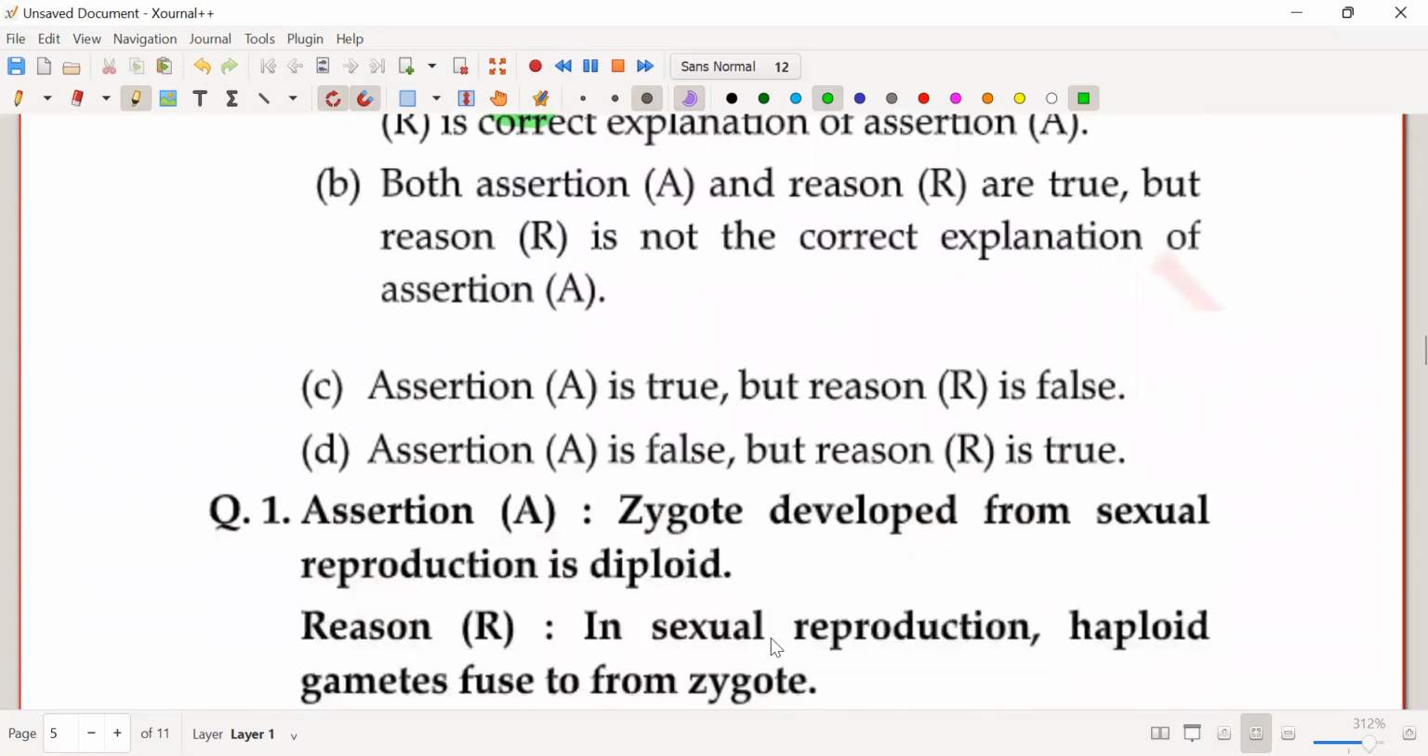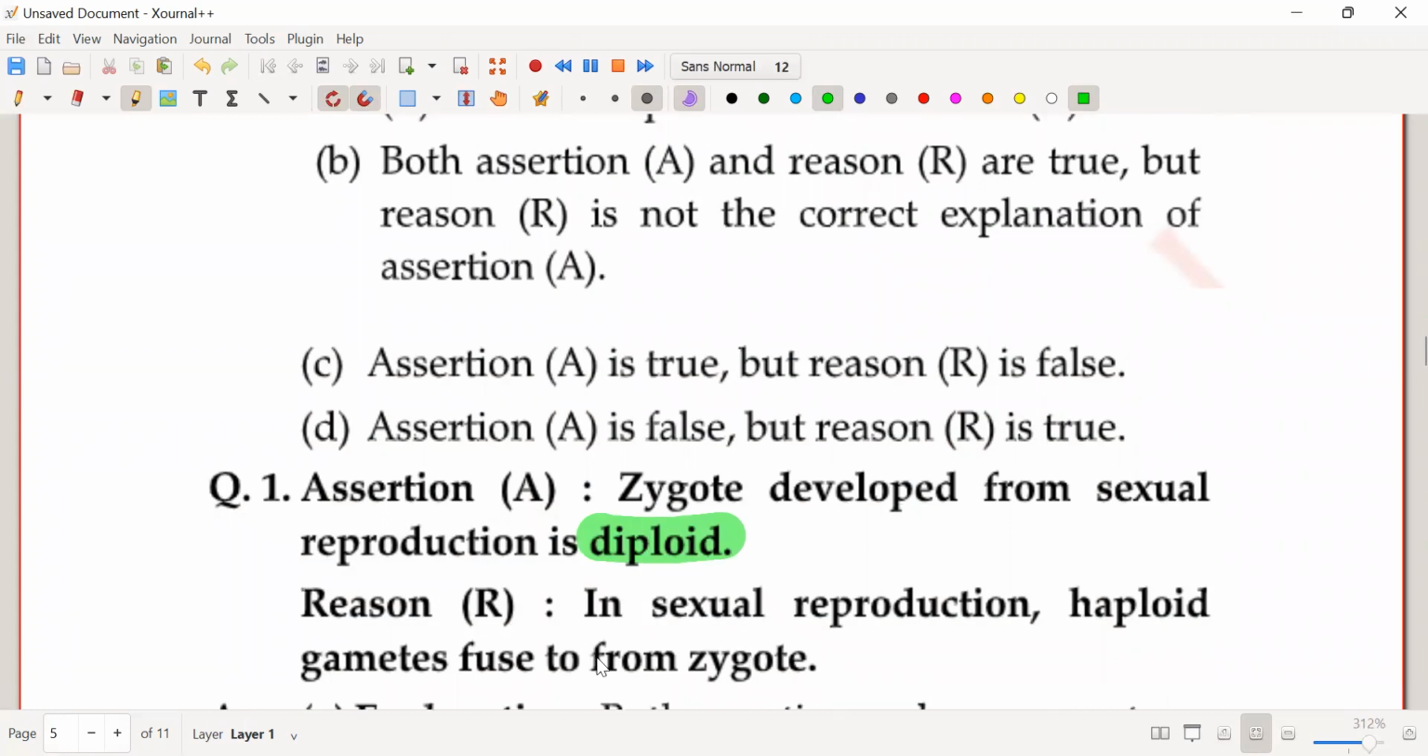First question. Assertion: Zygote developed from unisexual reproduction is diploid. Reason: In sexual reproduction, haploid gametes fuse to form a zygote.